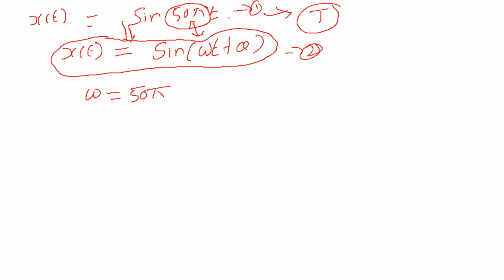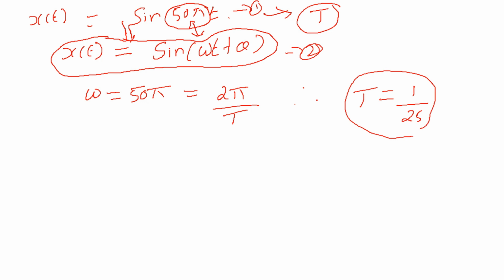So how can I further write the relation between omega as well as capital T? We all know that omega is equal to 2 pi by capital T. This I already wrote. Angular frequency omega is equal to 2 pi by capital T. So this means capital T is equal to 1 by 25. So this is how to find the period of a given signal.